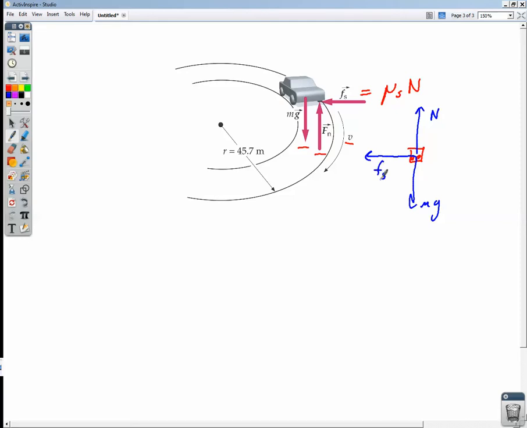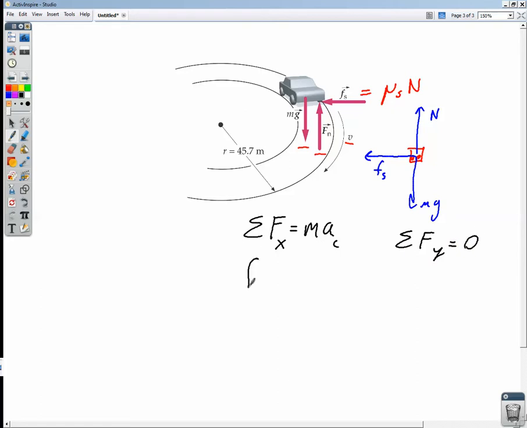So the question we ask ourselves is what force supplies the centripetal force to keep the car going in a circle? And the answer is the force of static friction. Without that, the car would not go in a circle at all. It would go straight. So doing our Newton's second law, the sum of the forces in the x direction is equal to m a sub c, this acceleration of the car going in a circle. The sum of the forces in the y direction is going to be 0. It's not accelerating up or down.